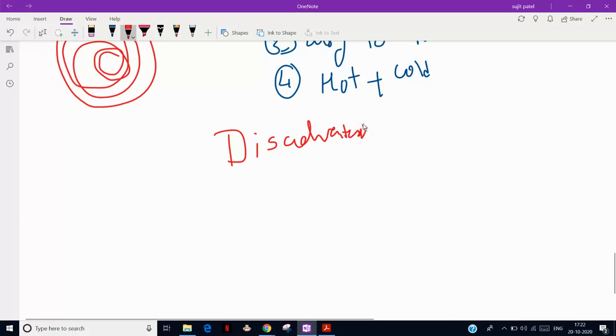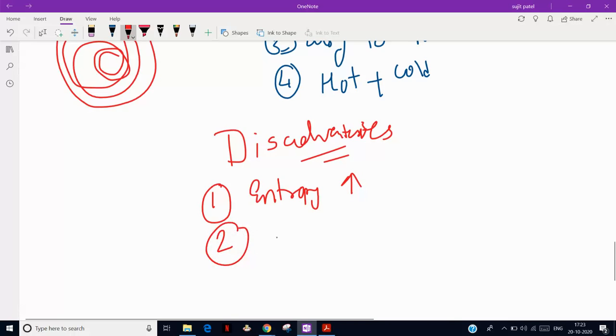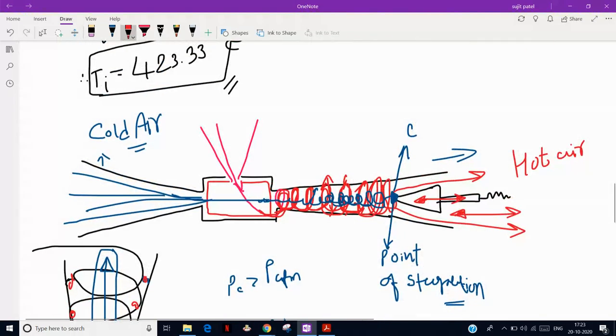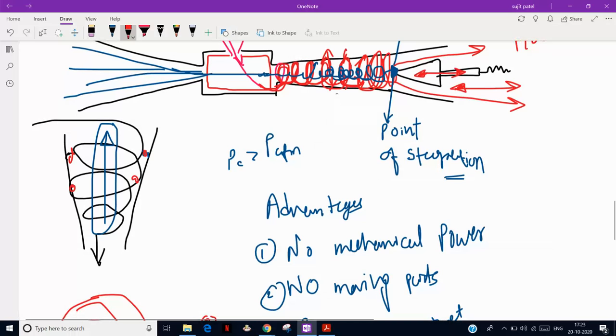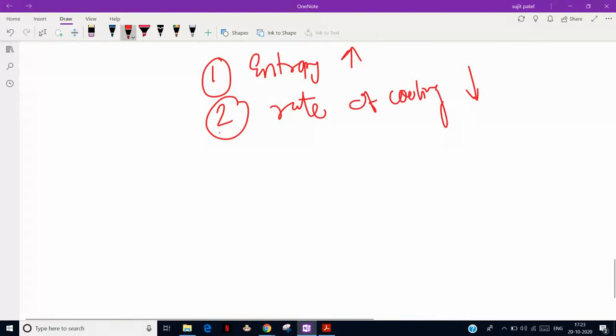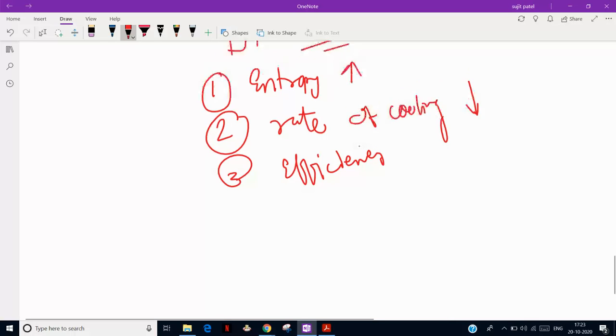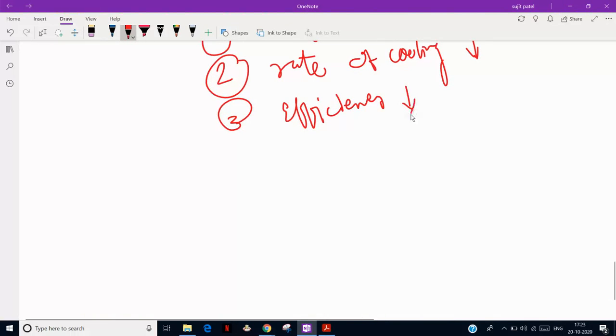The disadvantages: you can see from the figure that the entropy generation is very high compared to conventional cooling methods, and the rate of cooling is low compared to our conventional air conditioning system. And here there may be a chance of mixing. The third one is that efficiency is not very low, but not as high as our required case. So efficiency is less.